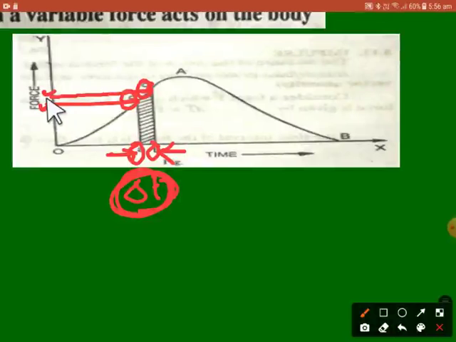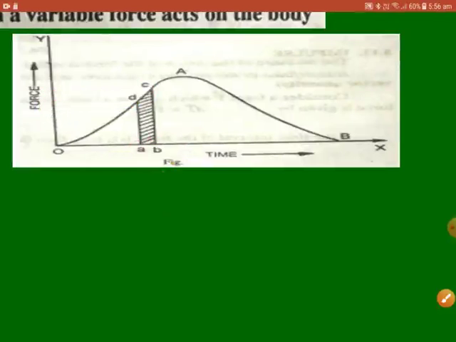Then for that constant force, we know that the product of the force and time will give you impulse. So graphically, we know that the area under the curve of the force-time graph will represent what? The impulse. So this small strip will represent the impulse for that small duration of time.